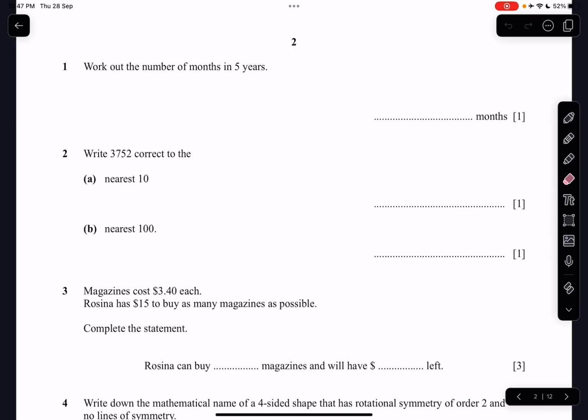Work out the number of months in 5 years. Okay, we know that 1 year has 12 months. So 5 years, so 5 multiplied by 12, we will have 60. So the answer here will be 60 months.